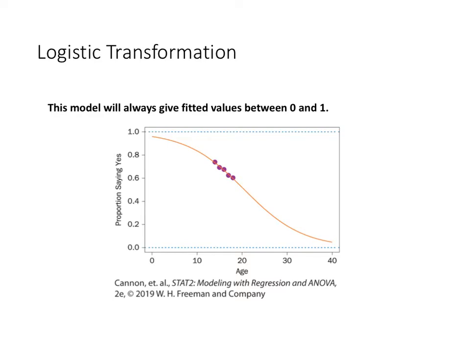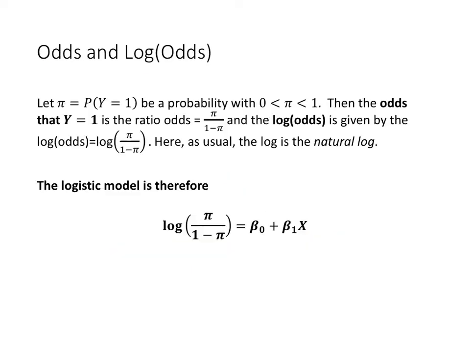Okay, and it's something called the logistic transformation. And what's nice about it is the model always gives fitted values between 0 and 1. And since we're predicting probabilities whose values need to be between 0 and 1, this is exactly what we need. Okay, so you can see logistic transformations will always give us an S-shaped type of curve. So it's going to be bounded between 1 and 0. And our explanatory variable in this case is age.